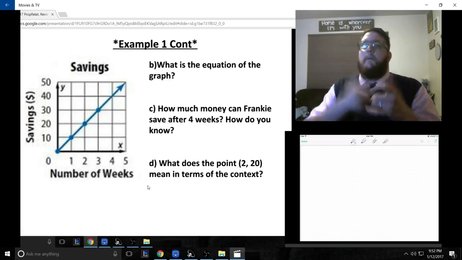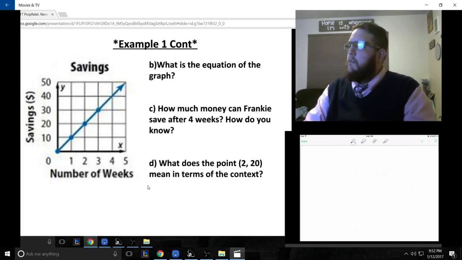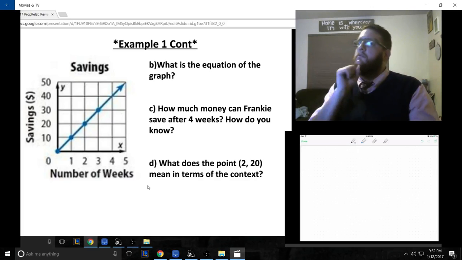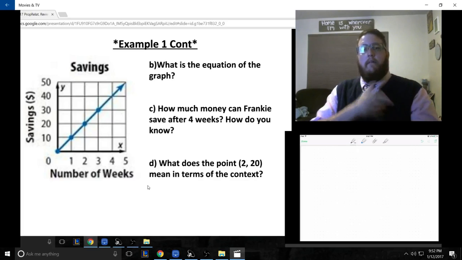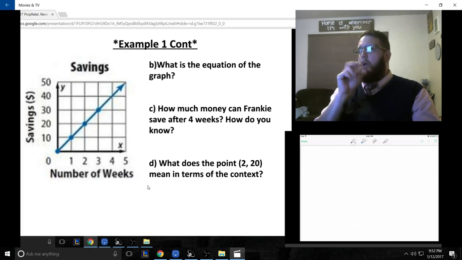Now the second question is, what is the equation of the graph? Now, we're going to need the unit rate, or the constant rate of change, in order to determine our equation.